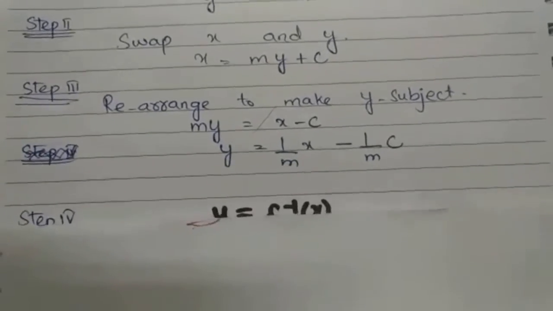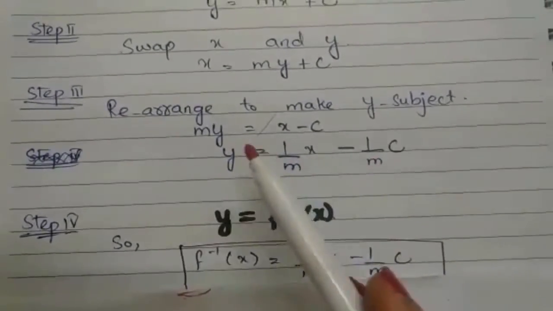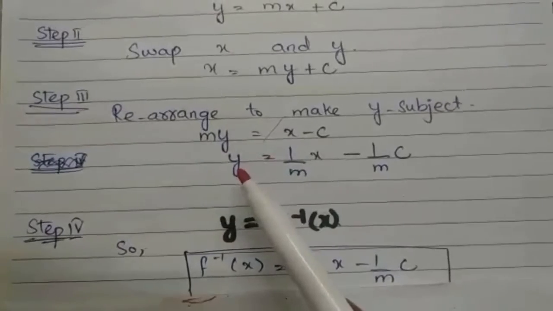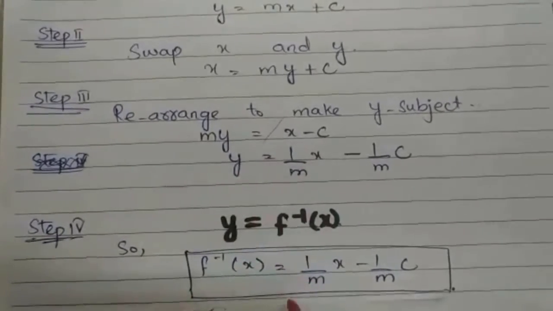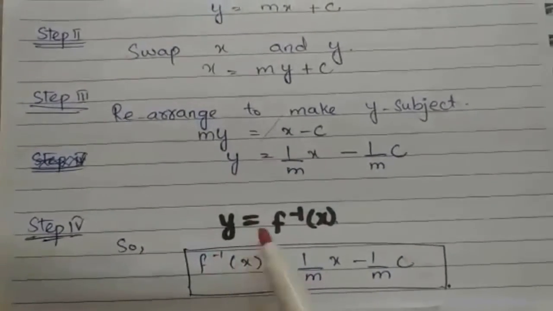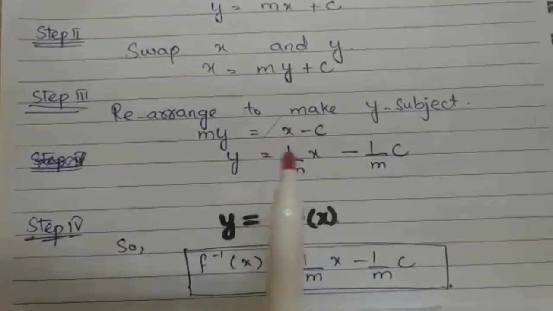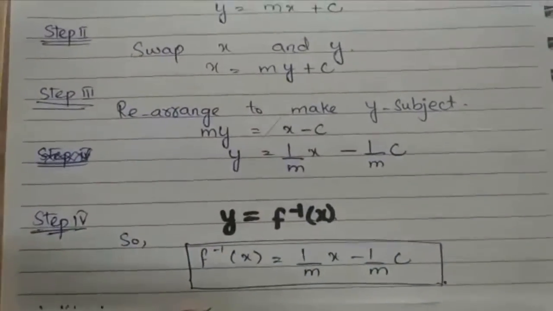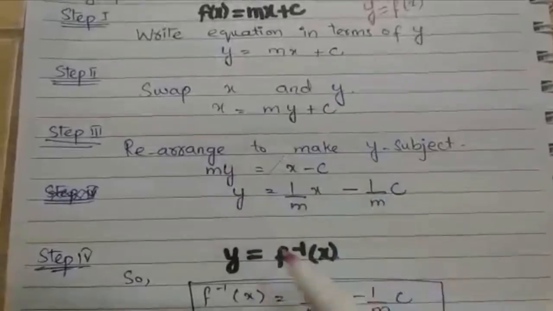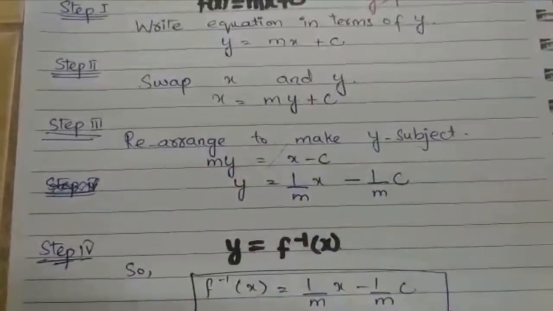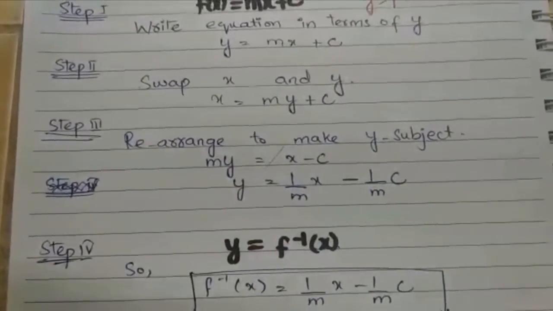Okay, in step 4, we find the inverse of the function. So y is equal to f inverse of x over here. So f inverse of x is equal to 1 by m x minus 1 by m c. Okay. Now we have to apply all this method to one example so that it is clear to you.